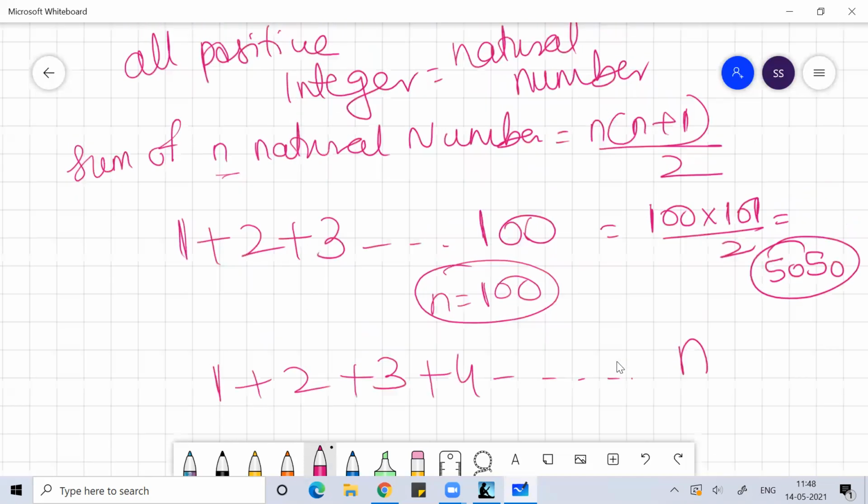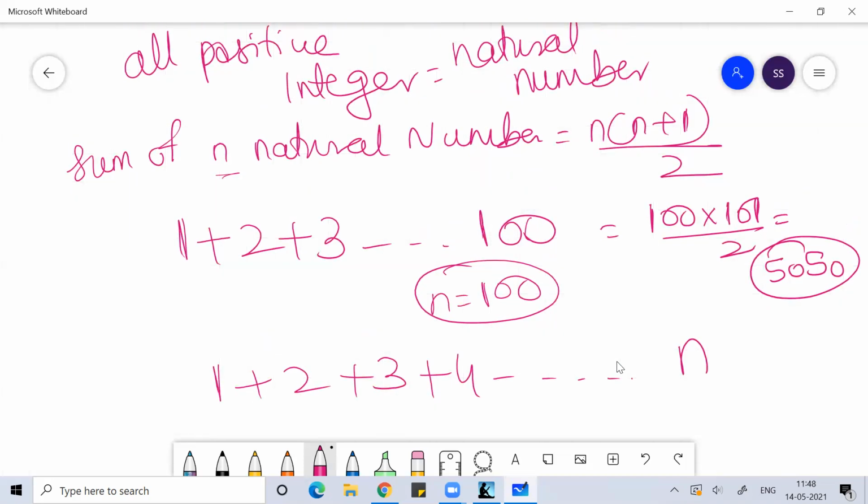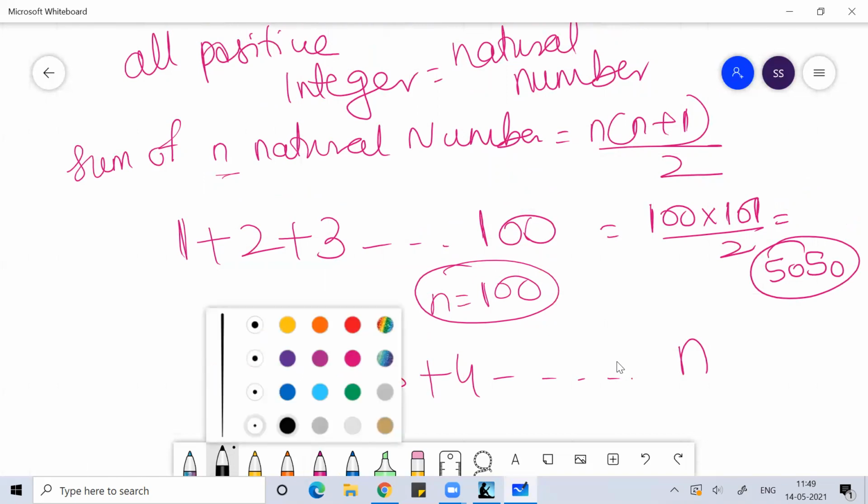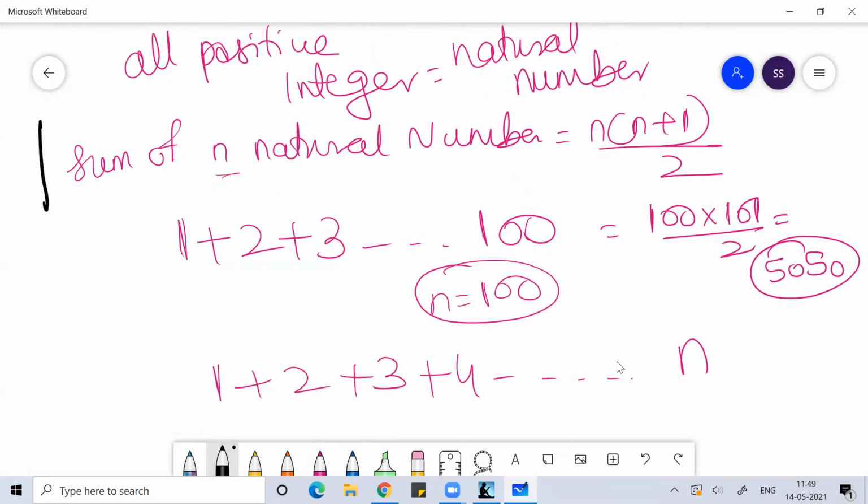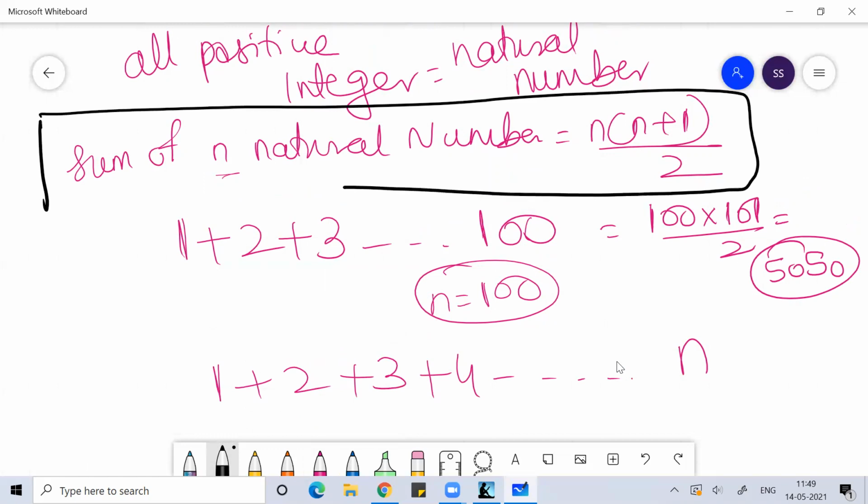Remember the formula, the sum of n natural numbers formula. Tanish, if something new is being taught, just be focused at that time. The formula for the sum of n natural numbers is n into n plus 1 by 2. If you have to find the sum of n natural numbers, n can be anything.